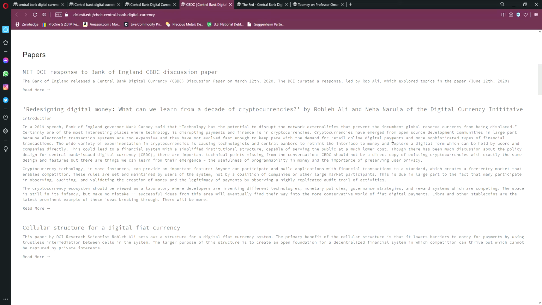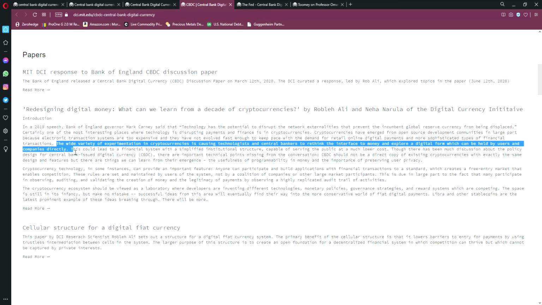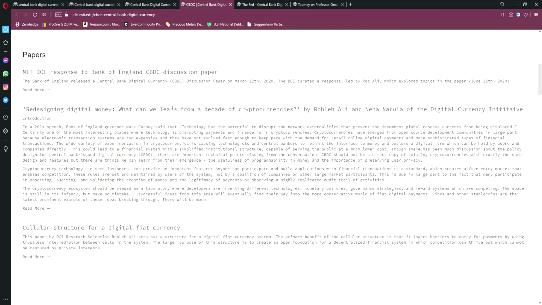So, you know, you can read it yourself. I don't want to jam pack this with too much, but there is one sentence to get looked at here. The wide variety of experimentation in cryptocurrencies is causing technologists and central bankers to rethink the interface to money and explore a digital form which can be held by users and companies directly. Really wanted that sentence out there in the world. It needed to be said.